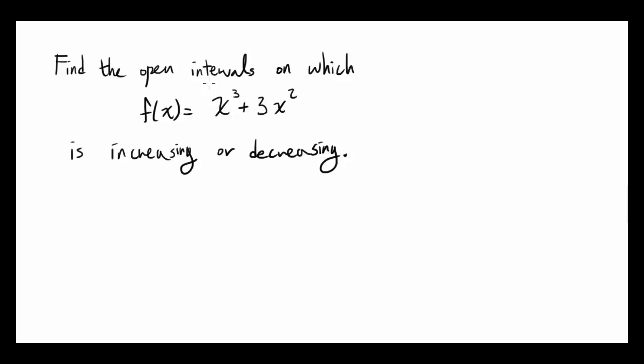Find the open intervals on which f of x is x cubed plus 3x squared is increasing or decreasing. Now, as we've talked about in the last video, if f prime is positive, then f is increasing, and if the derivative is negative, f is decreasing.